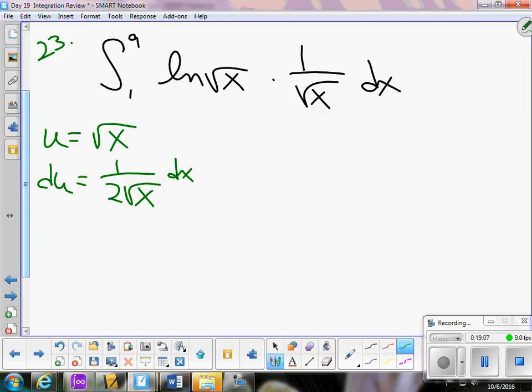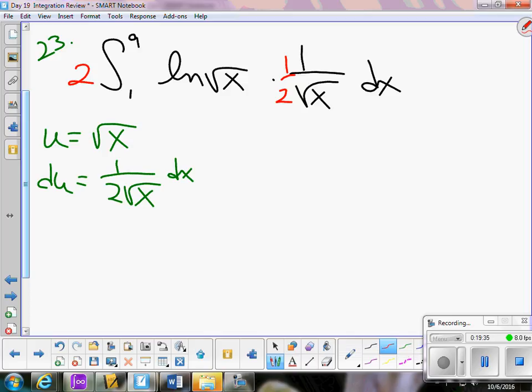What are we multiplying by on the inside? We're multiplying by a half on the inside, so we have to multiply by 2 over 1 on the outside. Now it's time to convert it all.